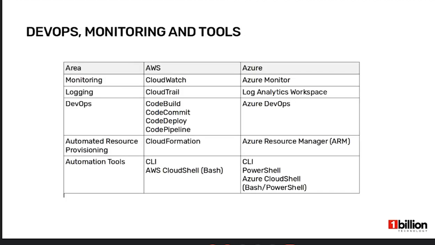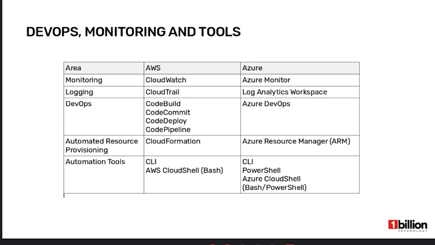When it comes to DevOps, monitoring and tools, right? Monitoring: you know about CloudWatch in AWS, right? In Azure, it's called Azure Monitor. And when it comes to CloudTrail, there's a thing called Log Analytics Workspace. These are not one-to-one, actually. There are subtle differences, but this is the closest that you can get, right?